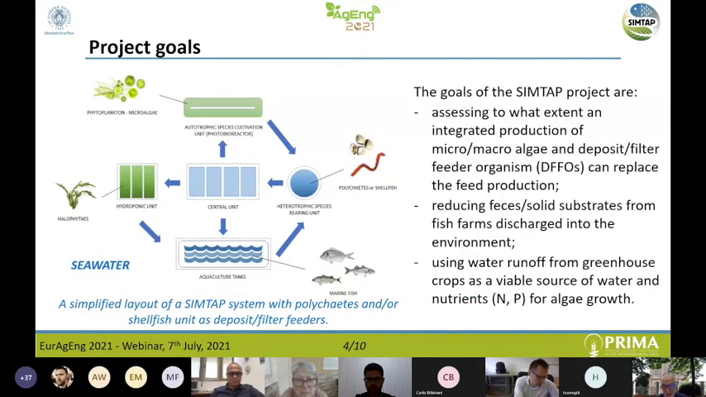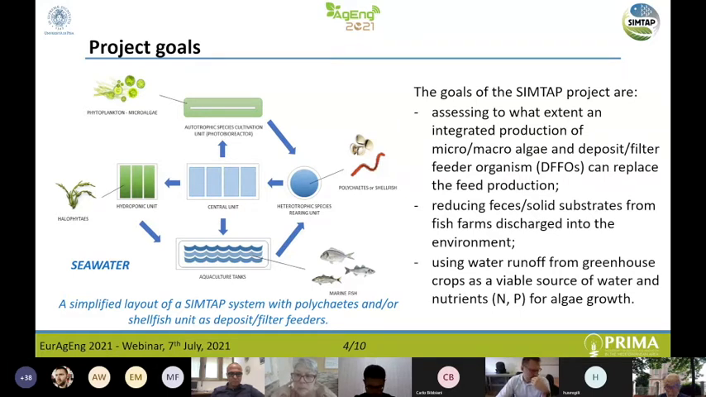The objective of the SIMTAP project is to evaluate to what extent an integrated diet with algae and DFFOs can replace the traditional feed consisting of fish oil, fish meal, and other ingredients, which has a significant environmental impact due to the overexploitation of fish resources and the intensive cultivation of cereals and legumes. The filter feeder organisms, along with the algae, represent a suitable source of protein and polyunsaturated fatty acids, an alternative to fish meal and fish oil.